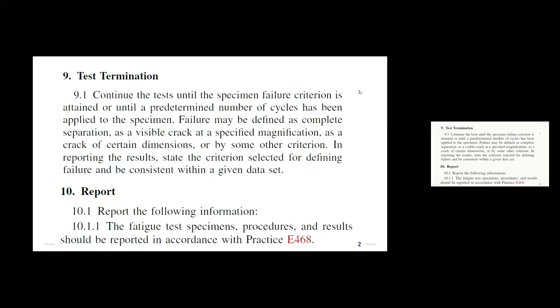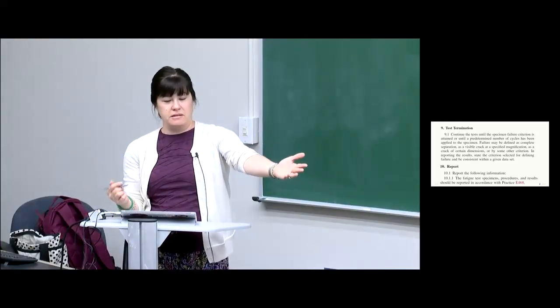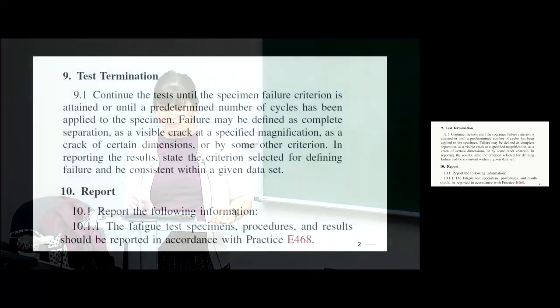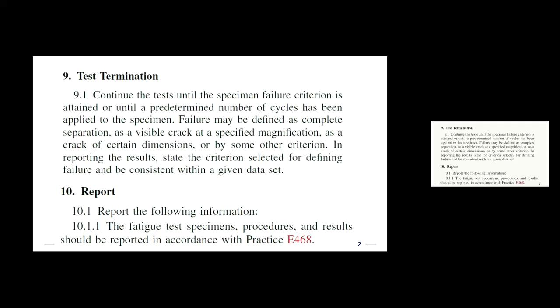How do we know when the test is over? Well, for these types of tests, the test lab and the customer will define that, okay? It says continue the test until the specimen failure criterion is attained or until a predetermined number of cycles has been applied and there is no failure, right? And it says failure may be defined as complete separation, a visible crack at a specified magnification, as a crack of certain dimensions, right, once we reach a half inch or whatever, or by some other criterion. In reporting the results, state the criterion selected for defining failure and be consistent with any given data set.